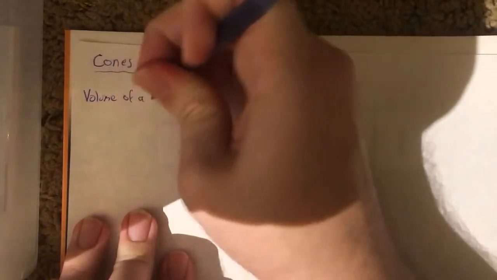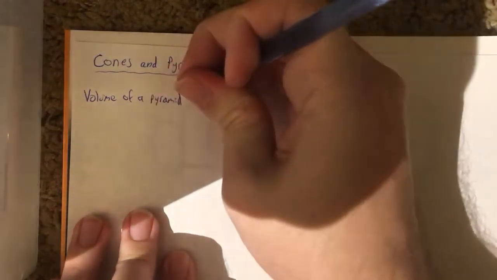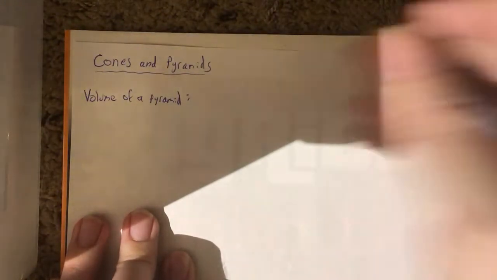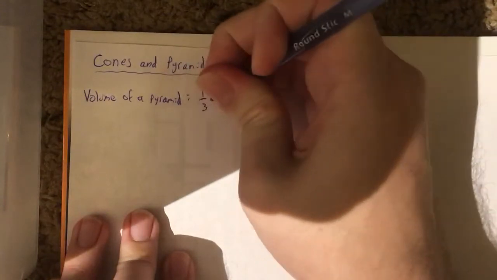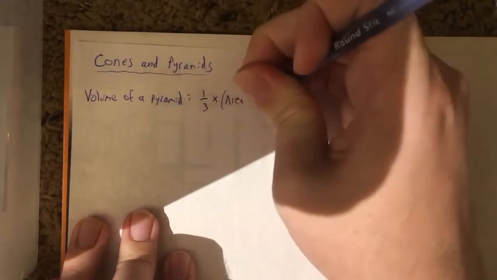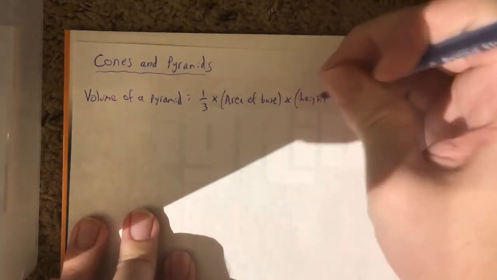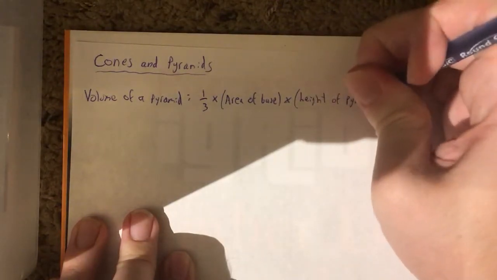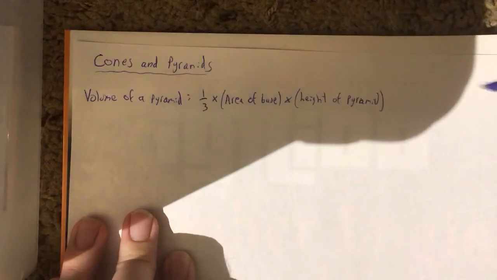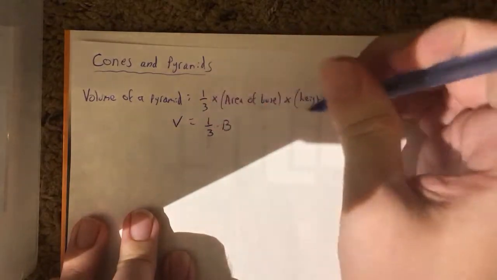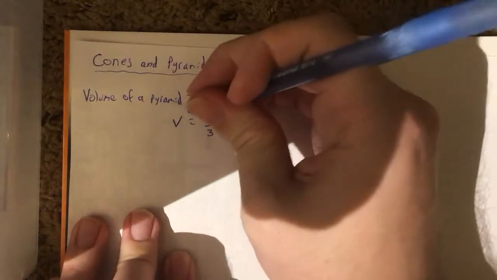So volume of a cone. Well, let's start with pyramid actually. It's the exact same thing as volume of a prism, except the only difference is that it's 1/3 as much. It takes 3 of them to fill it up. So volume of a pyramid is 1/3 times the area of the base times the height of the pyramid. And this can just be abbreviated. Volume equals 1/3 times the area of the base, which is capital B, times the height.